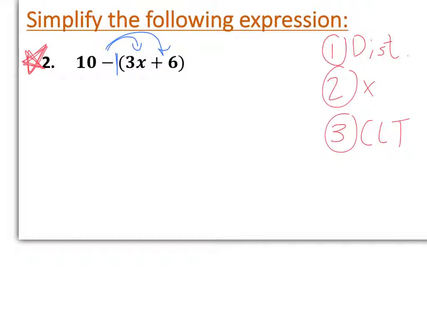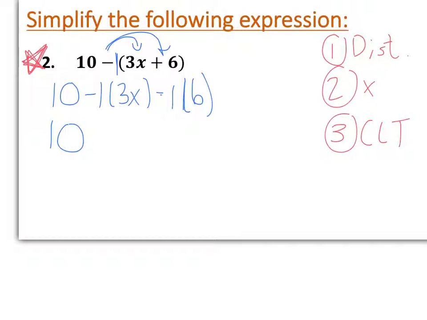So I have this 10. I can't do anything with him right now. But I'm taking -1 times 3x. And then again, I'm taking -1 times 6. Parentheses means I'm multiplying. So I have this 10, stubborn little 10, can't do anything with him yet. Then I'm going to take -1 times 3x, which is a -3x. Then I'm taking -1 times 6, which is a -6. So I distributed, I multiplied.